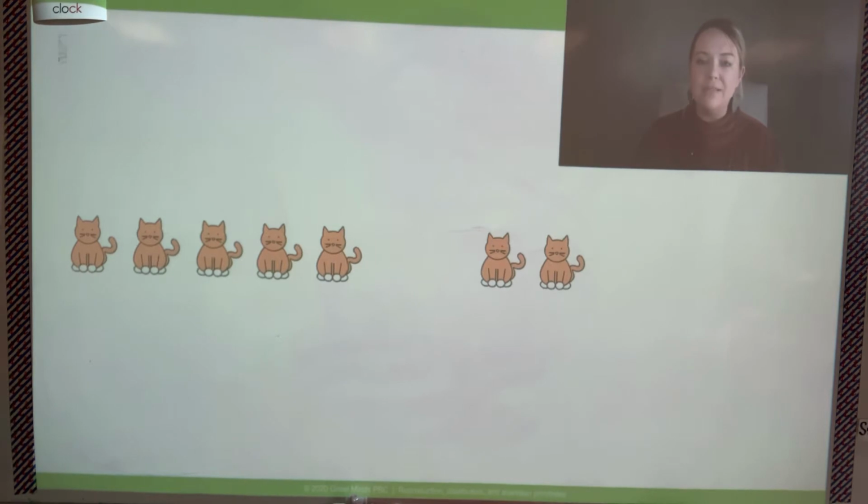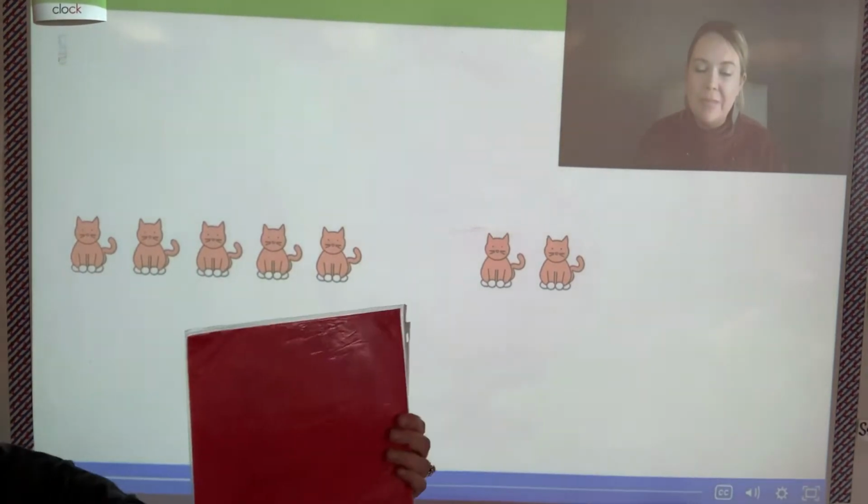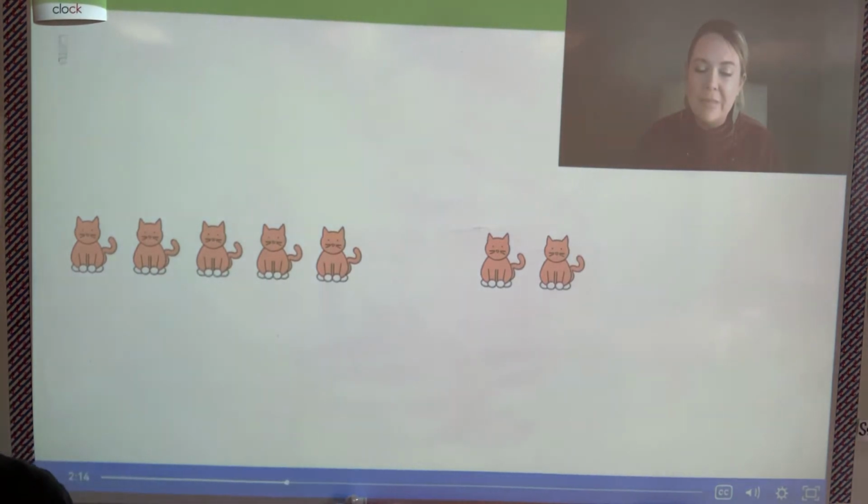Go ahead and use your paper and a writing utensil, or you could also use a whiteboard and a dry erase marker to draw the kittens. Okay, so let's take some time to do it. Now, you can use the red side of your whiteboard, a blank side. You don't have to use the train template. You could flip the train template over so that it's blank and draw.